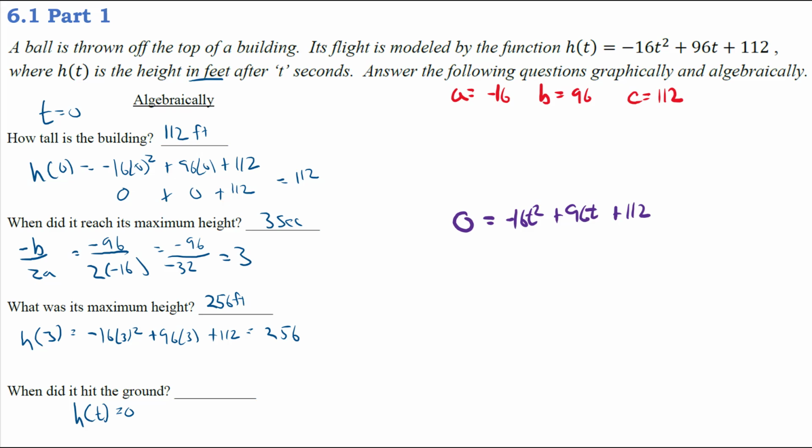So with this, let's see what we can do here. Just by looking at these numbers, it looks like 16 can come out of each one of these. So let's go ahead and factor out a negative 16 to get that negative off of our a value up there. So we're going to say 0 equals negative 16 times t squared minus 6t minus 7. And now we can factor the t squared minus 6t minus 7.